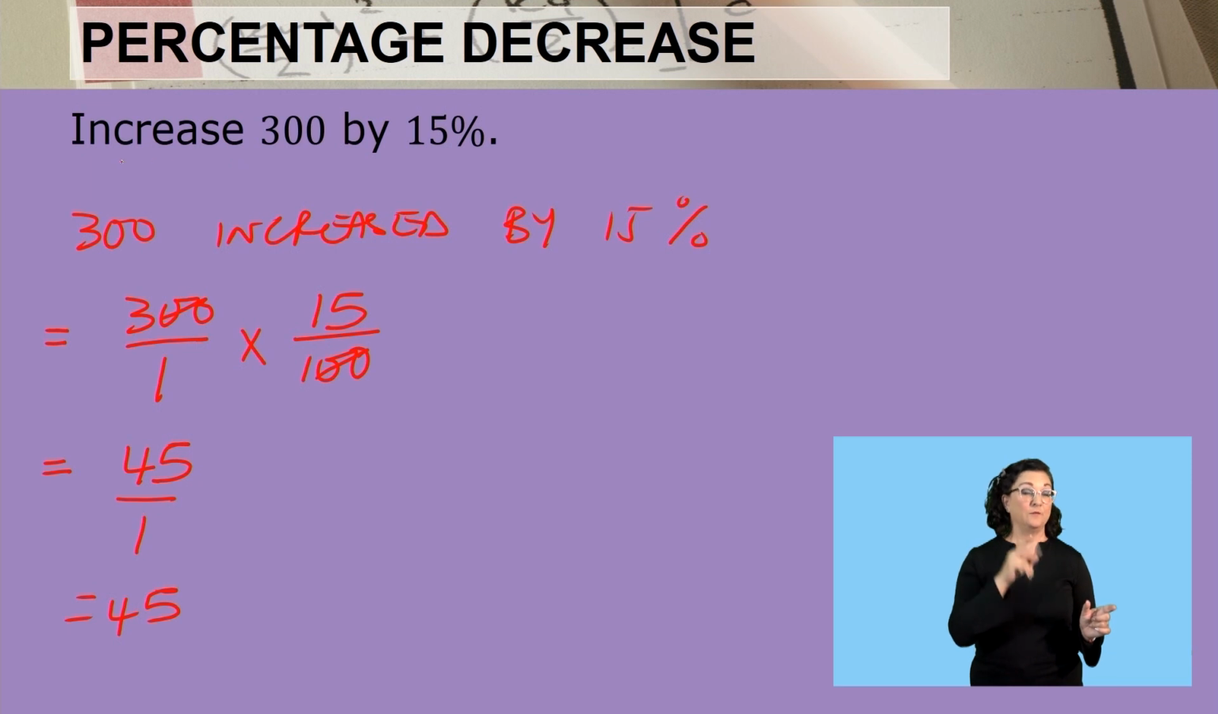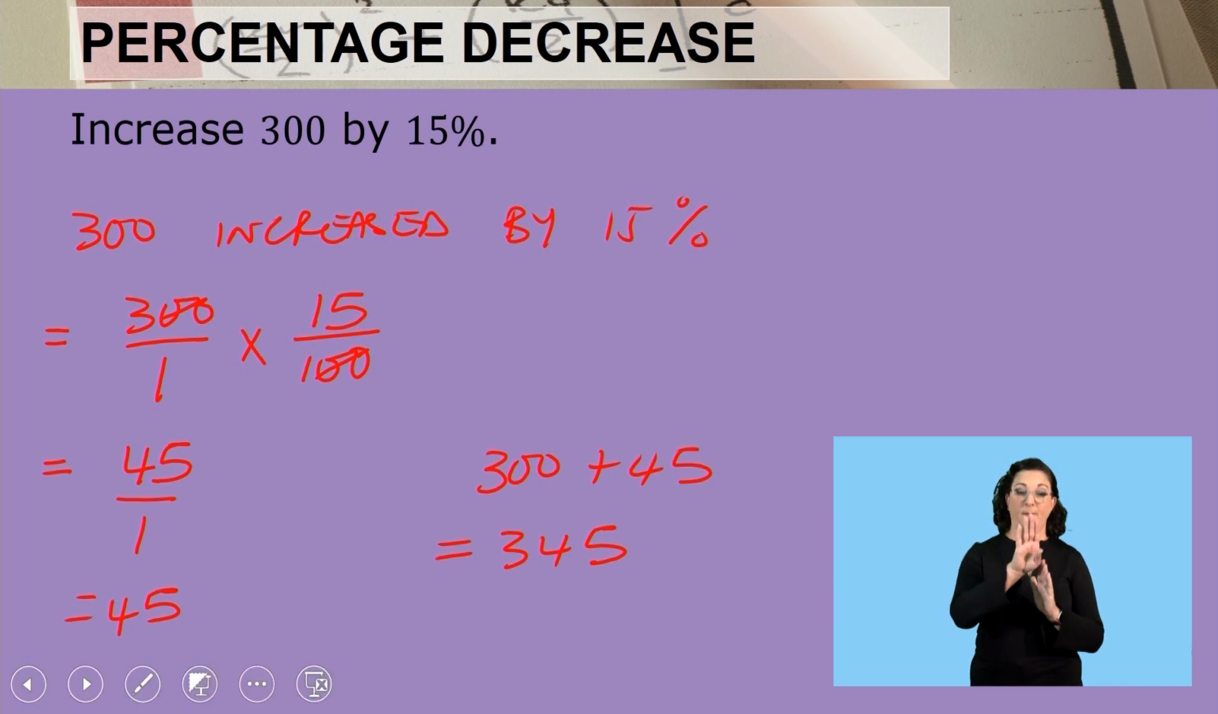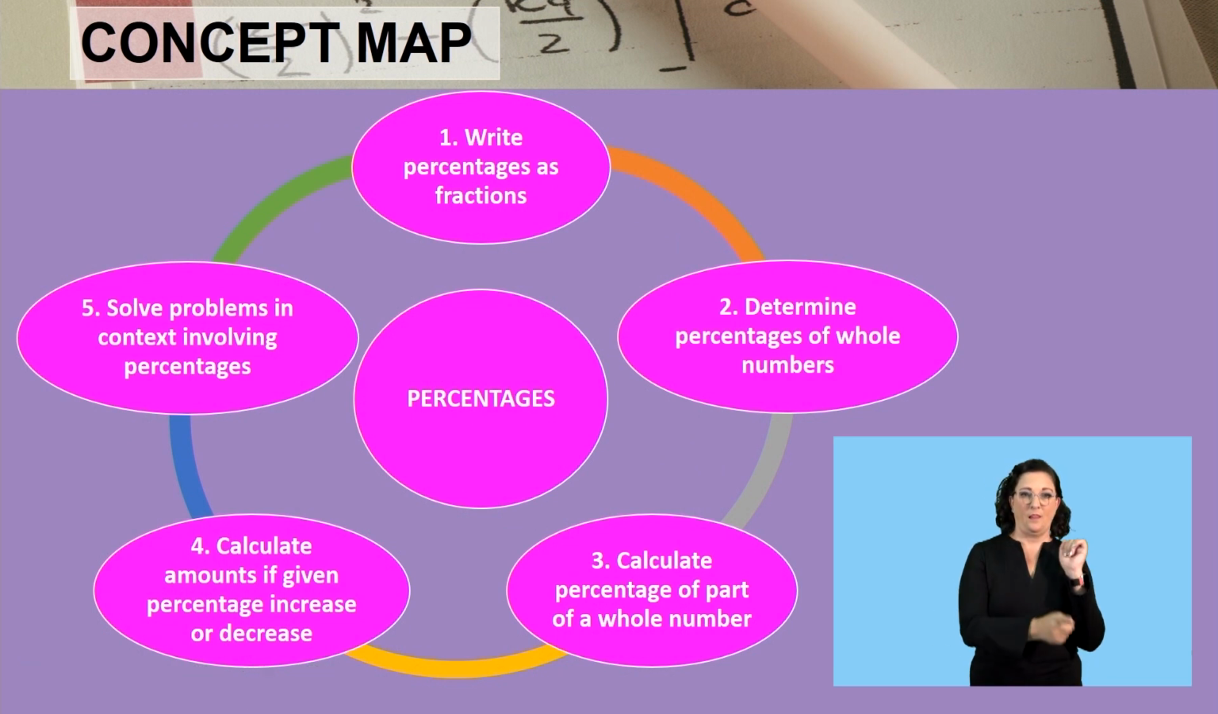Remember, we are increasing. So we're going to say 300 plus 45. And what does it give us? 345. So 345 is actually 300 increased by 15%. So we move to the next concept, which is our last concept for this lesson. Solving problems in context involving percentages.